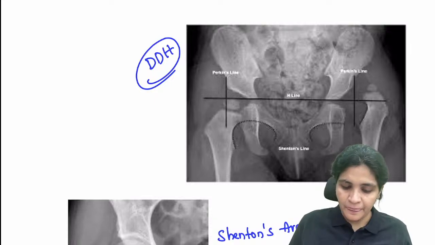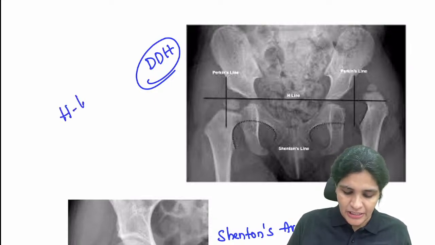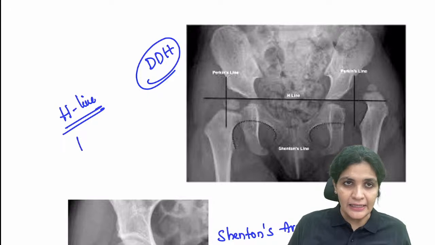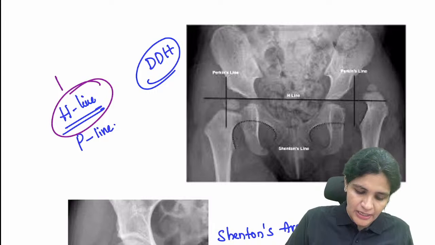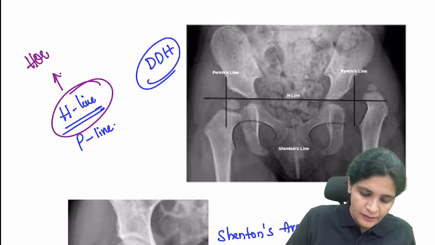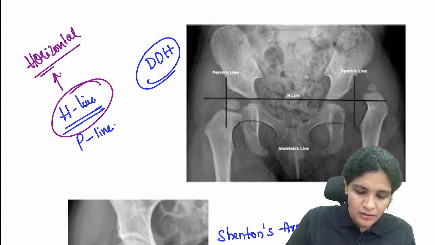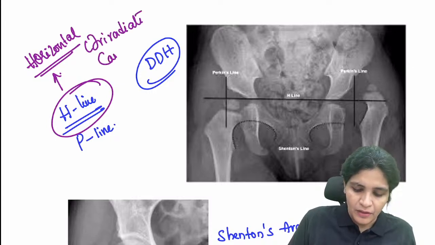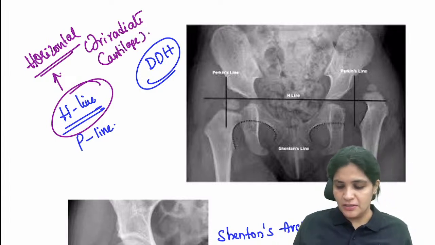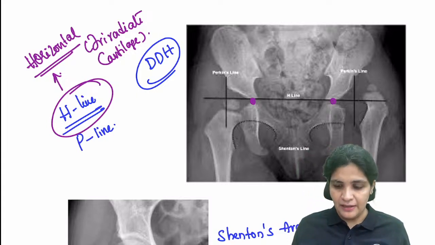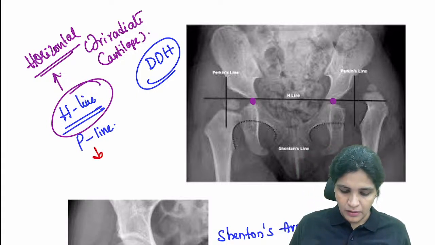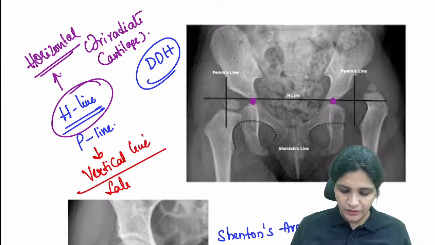And now what is this? There are two lines. One is the H line, the horizontal line, Hilgenreiner's line. Then there is the P line, the vertical line, which is Perkin's line, right? So this is the H line, horizontal. How do you draw it? Through the triradiate cartilage. So what is the triradiate cartilage? Where your ilium, ischium and pubis meet. So you will identify a point. This is the triradiate cartilage, and then you draw a horizontal line. And what is the vertical line? Perkin's line is the vertical line. This is along the lateral border of the acetabulum.